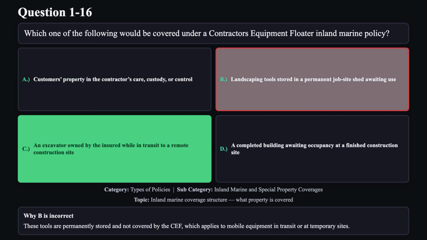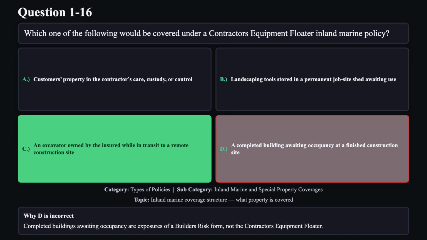Reason B is not correct. These tools are permanently stored and not covered by the CEF, which applies to mobile equipment in transit or at temporary sites. Reason D is not correct. Completed buildings awaiting occupancy are exposures of a builder's risk form, not the contractor's equipment floater.